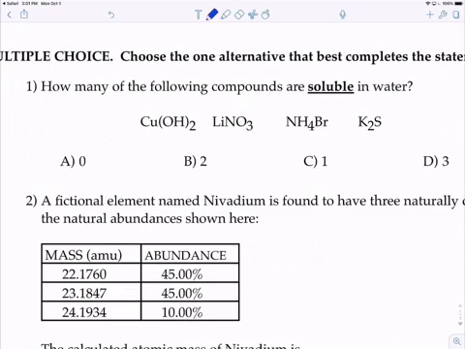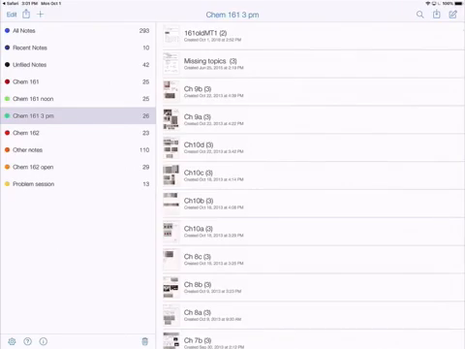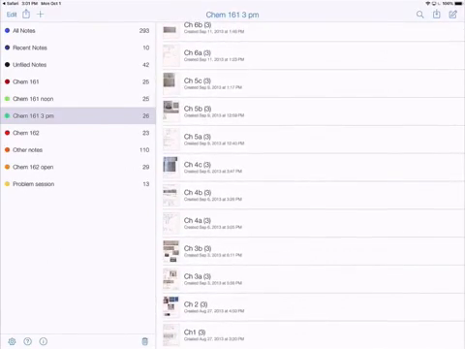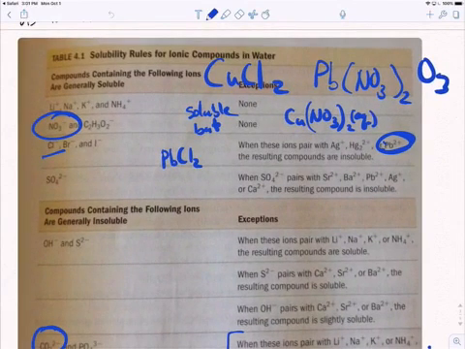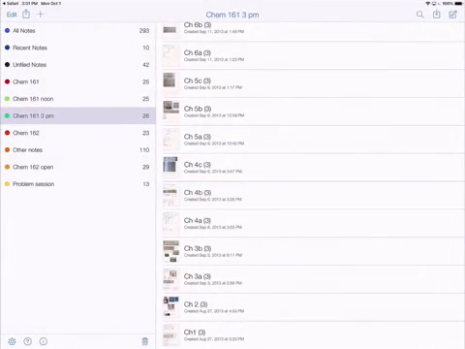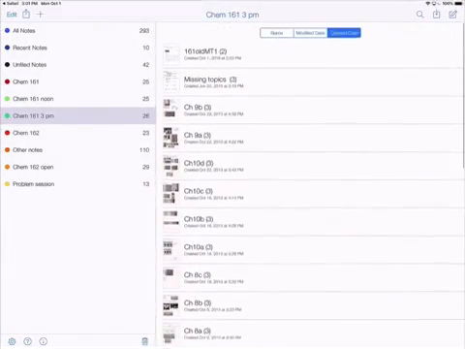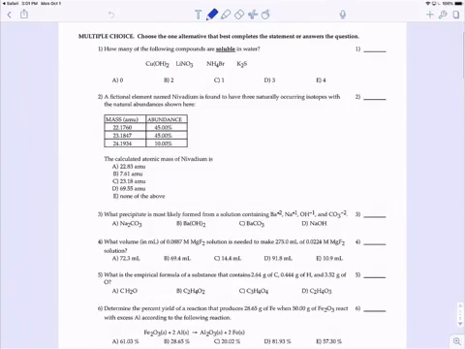So how many of the following compounds are soluble in water? What you will get is you'll get this chart. Okay. So you don't have to memorize the solubility rules. So you will get that chart.